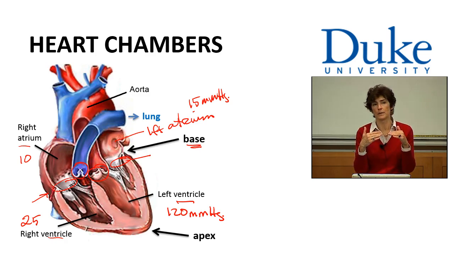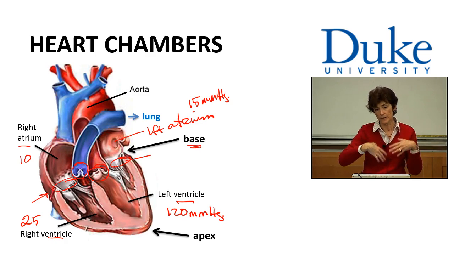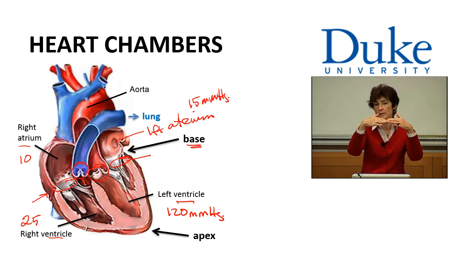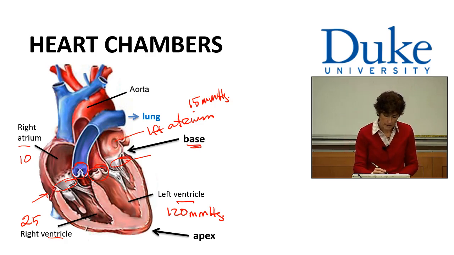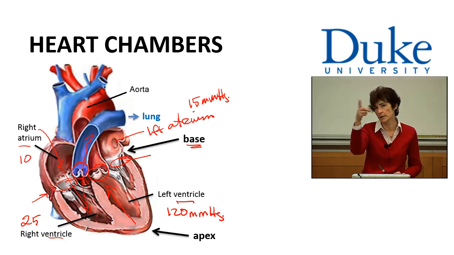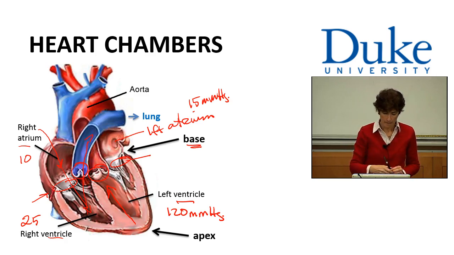One other point to remember is that the blood is moving from the ventricles out through the valves, and the valves are located at the base of the heart. So when the heart is contracting, the blood will move in this direction. First we have blood entering the right chamber, the right atrium. It will move into the right ventricle, out through the pulmonic artery, and into the lung.